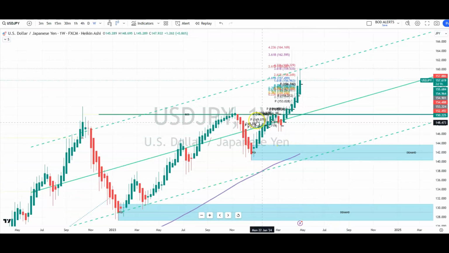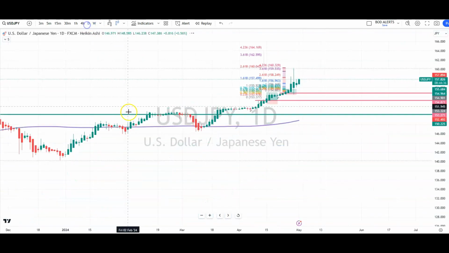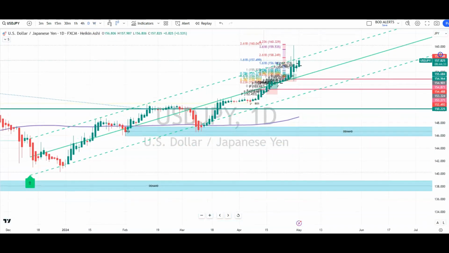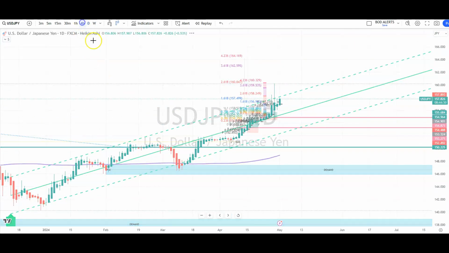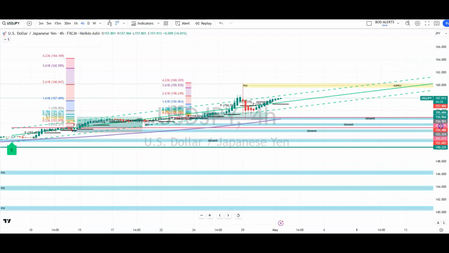Weekly, you can see the trend and the breaker structure. Daily, continuation of the uptrend above the breaker structure, and then down into the 4 hour. You can keep going, of course.